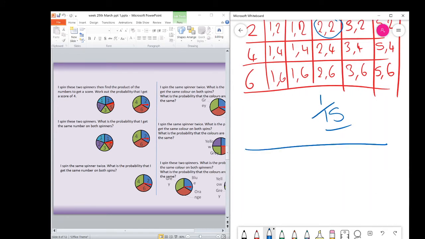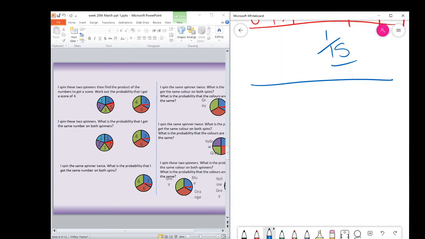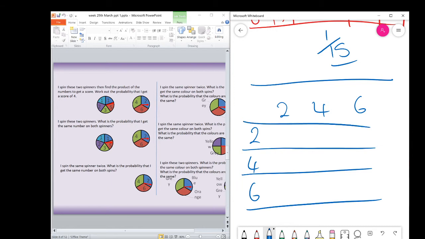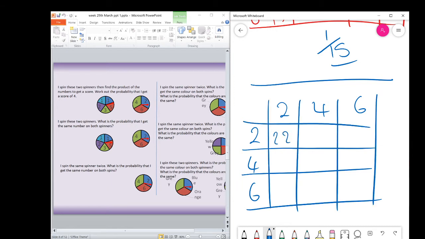Next one, I spin the same spinner twice. What's the probability I get the same number on both spins? So we've got a 2, a 4, a 6 for this first spinner, and then the second one is still a 2, a 4, a 6 because it's still the same spinner. So we draw our space diagram. So that's a 2 and a 2, a 2 and a 4, a 2 and a 6, a 4 and a 2, a 4 and a 4, a 4 and a 6, a 6 and a 2, a 6 and a 4, a 6 and a 6.